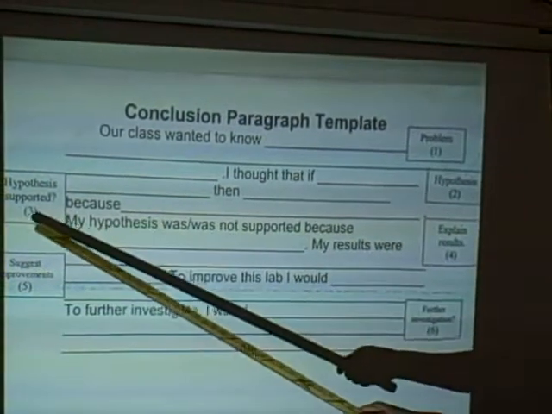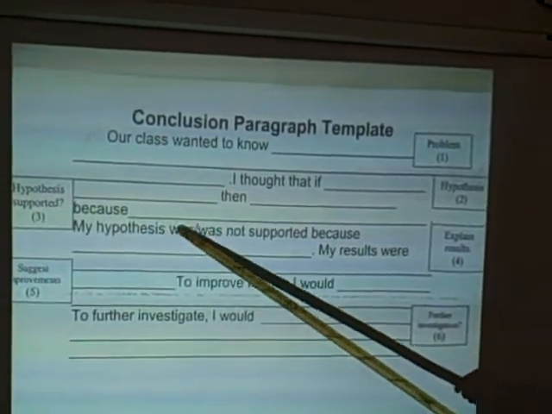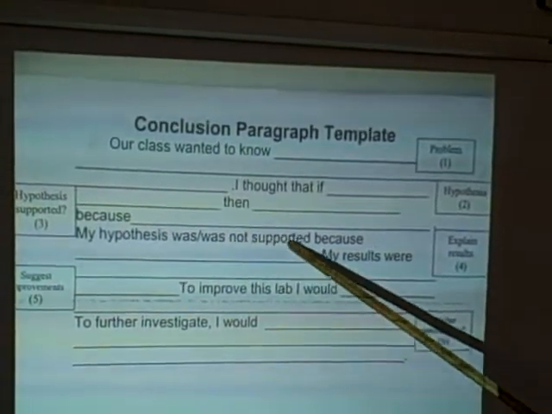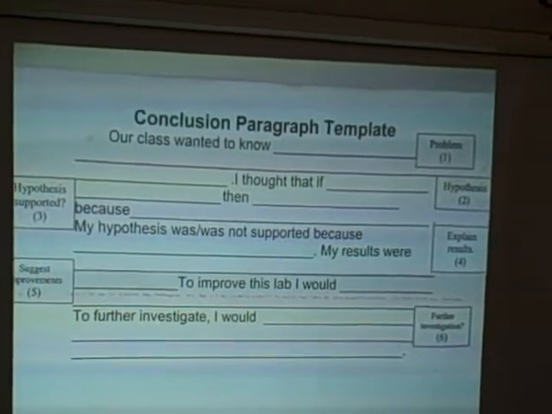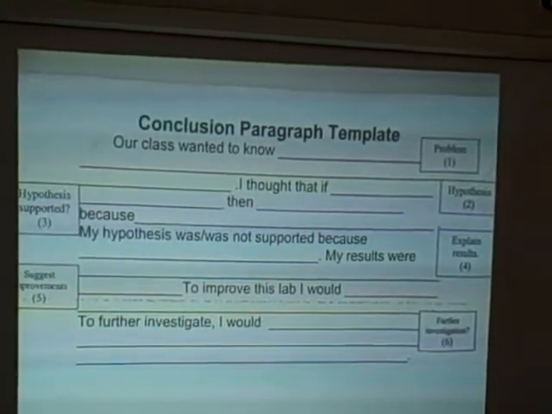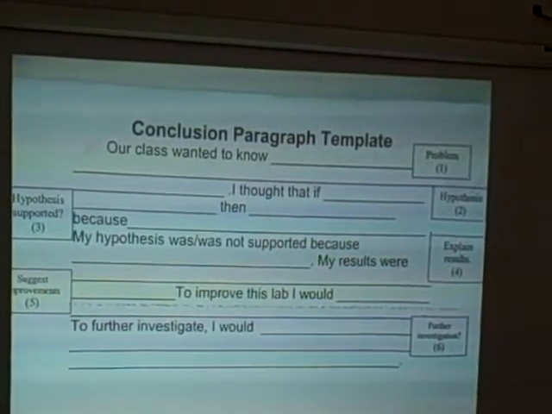The third part, you tell us whether the hypothesis was supported or not. My hypothesis was supported or was not supported because, and tell us why. Remember that a hypothesis cannot be wrong. It's a prediction. You just may or may not have evidence to support what your prediction was.